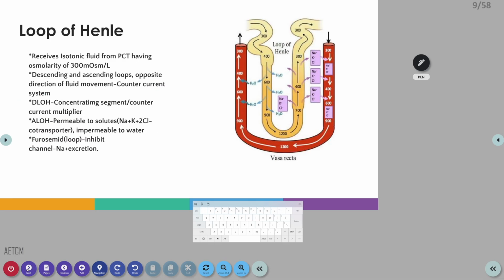Then we come to the loop of Henle. So, from the PCT, the loop of Henle receives isotonic fluid, having an osmolarity of 300 milliosmol per liter. The descending loop of Henle is permeable to water and impermeable to electrolytes. The descending loop of Henle is therefore called the concentrating segment or the countercurrent multiplier, whereas the ascending loop of Henle is permeable to solutes, whereas impermeable to water. Furosemide, or the loop diuretics, inhibits the sodium channel, causing sodium excretion.